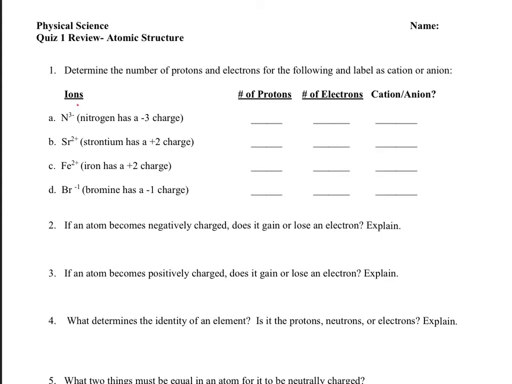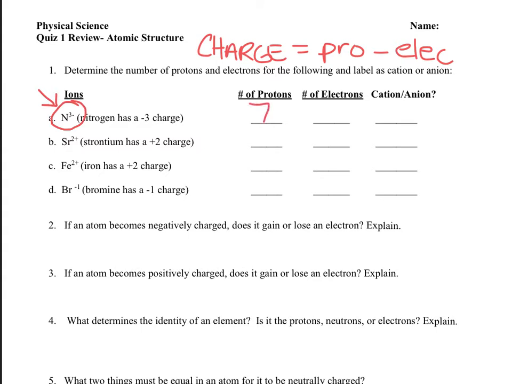So if we start with number 1 here, you'll notice that this nitrogen has a 3- charge. If you remember us learning, charge for any ion is always equal to the protons minus the electrons. We'll have to keep that in mind when we figure out the charges. First thing for nitrogen: it doesn't matter what charge it has, its number of protons doesn't change. If you look at nitrogen on the periodic table, you'll find that nitrogen is element number 7. So that means it has 7 protons.